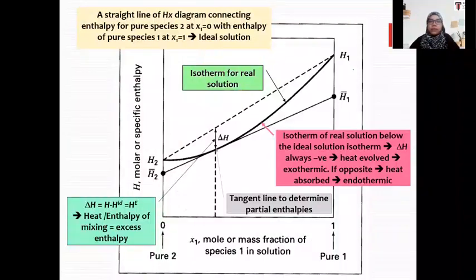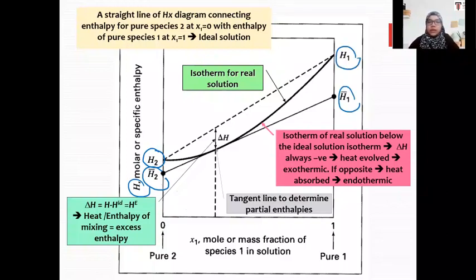Okay, this diagram is to summarize the detailed explanation on enthalpy versus composition. You may recall from the explanation on the graphic related to the partial properties. For pure species 2, we have the value of the partial property of component 2, and same goes for pure species 1.